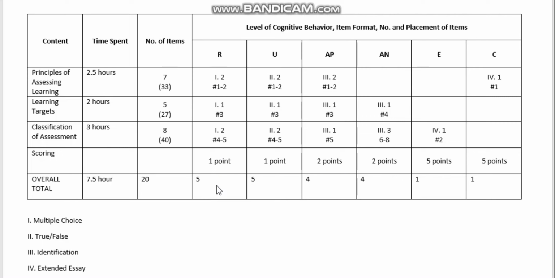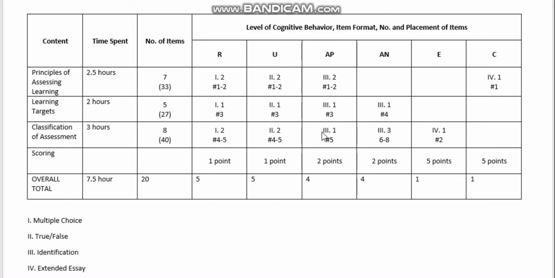So as a teacher, you will know now what question you should include for item number 1 and 2 for test 1. Since we have here principles of assessing learning, that means our question should be all about principles of assessing learning for questions number 1 to 2 for test 1.